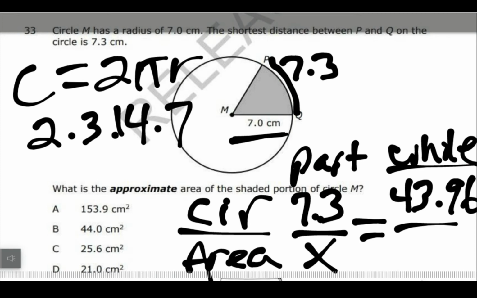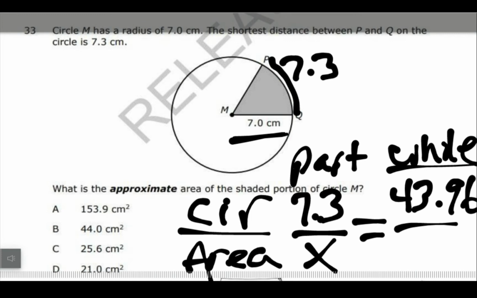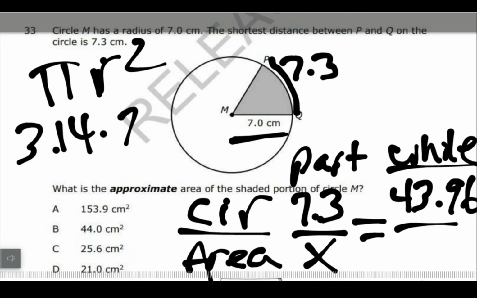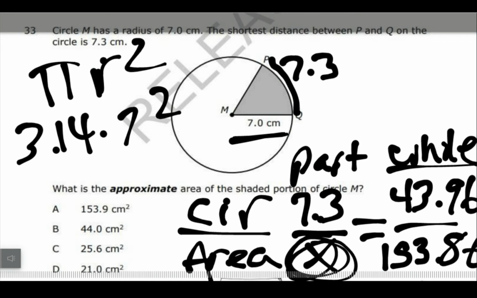All right, and then we can also find the area since they give us the radius of the whole circle. So the area of the whole circle, remember that area is pi r squared. So I do pi times 7 squared. All right, and that would be 153.86. So again, I'm comparing the circumference and the area. I'm doing part of the circle compared to the whole, and then we can figure out the part of the area since we already know the full area.